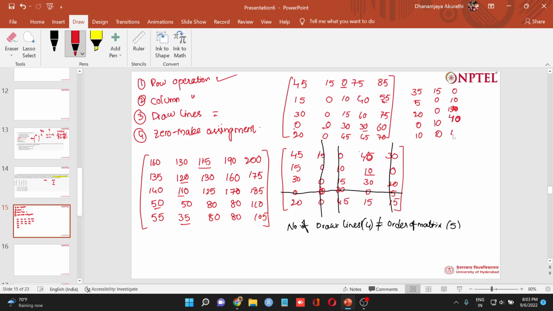And here 45 is same because it is a covered element, and the uncovered element has to be subtracted. So 45 minus 10, 35. It is 0, 10 minus 10, 20, 0 and 5. Here it is 30, the 30s are same, covered elements are same, and intersection points should be added.